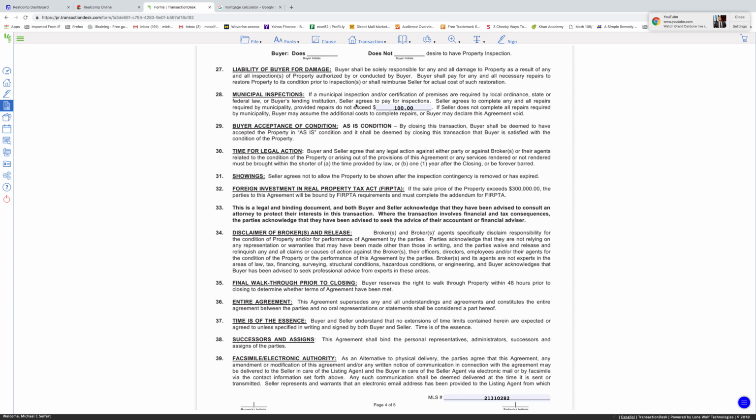Now, to pay for the inspection and the appraisal, the buyer does that. The seller doesn't do that. But if it's anything that sticks with the seller, that's going to have to be done and paid by the seller.